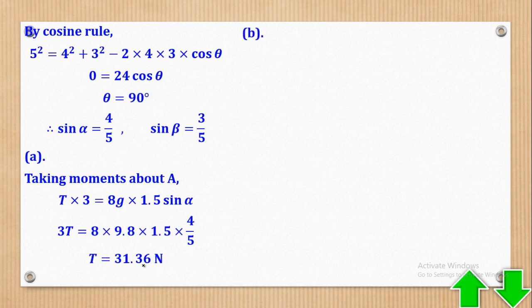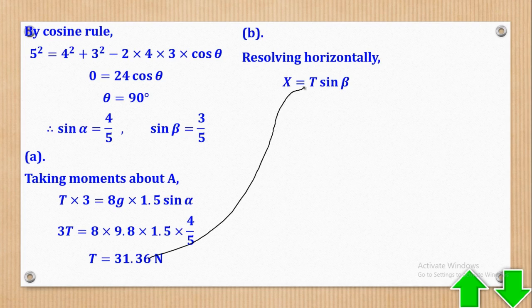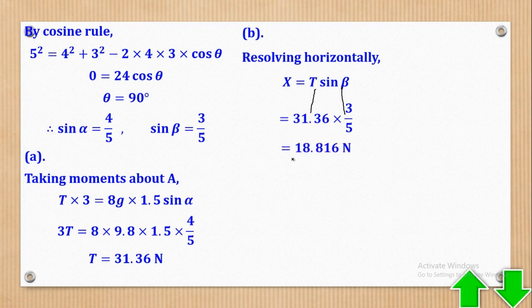Now we shall go to part B. In part B, they wanted the normal reaction, so resolving horizontally, we shall get the component of the reaction perpendicular to the wall, which will be X, and that X will be equal to T sine beta. Now we know the value of T, and we also know the value of sine beta, so we shall substitute. Therefore T is there, sine beta is that, so we shall come up with X being equal to 18.816 newtons.